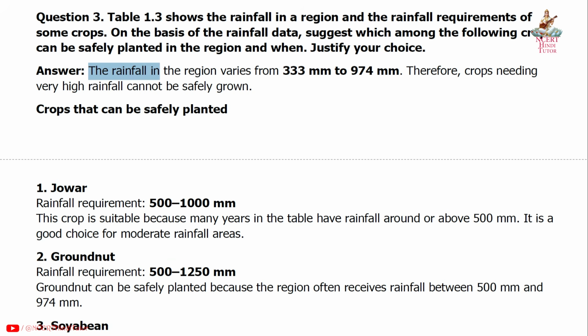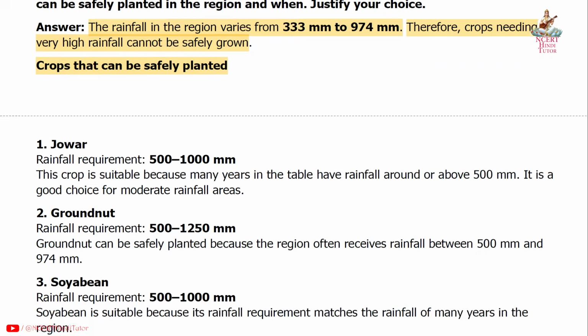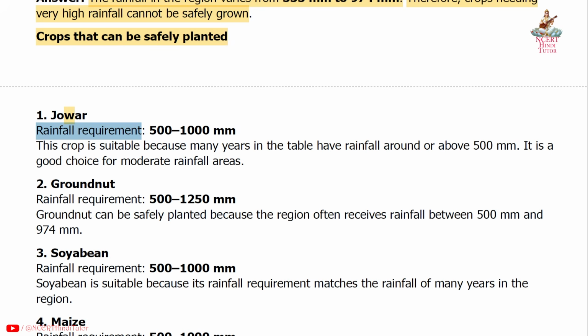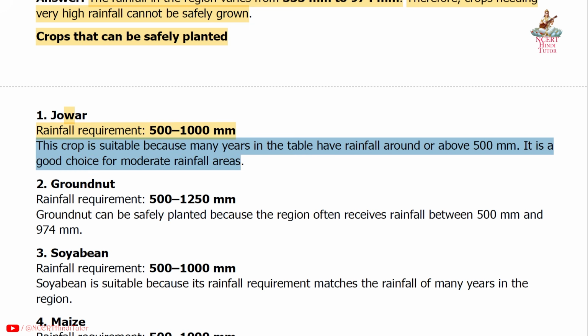Answer. The rainfall in the region varies from 333 mm to 974 mm. Therefore, crops needing very high rainfall cannot be safely grown. Crops that can be safely planted. First, jowar. Rainfall requirement 500 to 1000 mm. This crop is suitable because many years in the table have rainfall around or above 500 mm. It is a good choice for moderate rainfall areas. Second, groundnut.